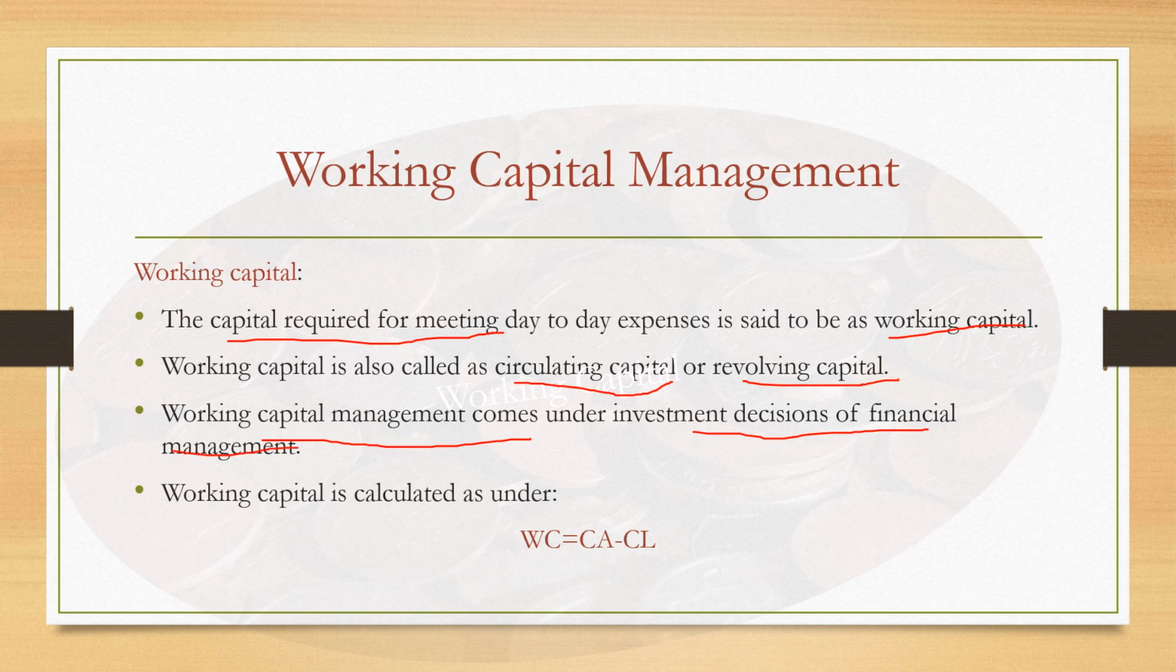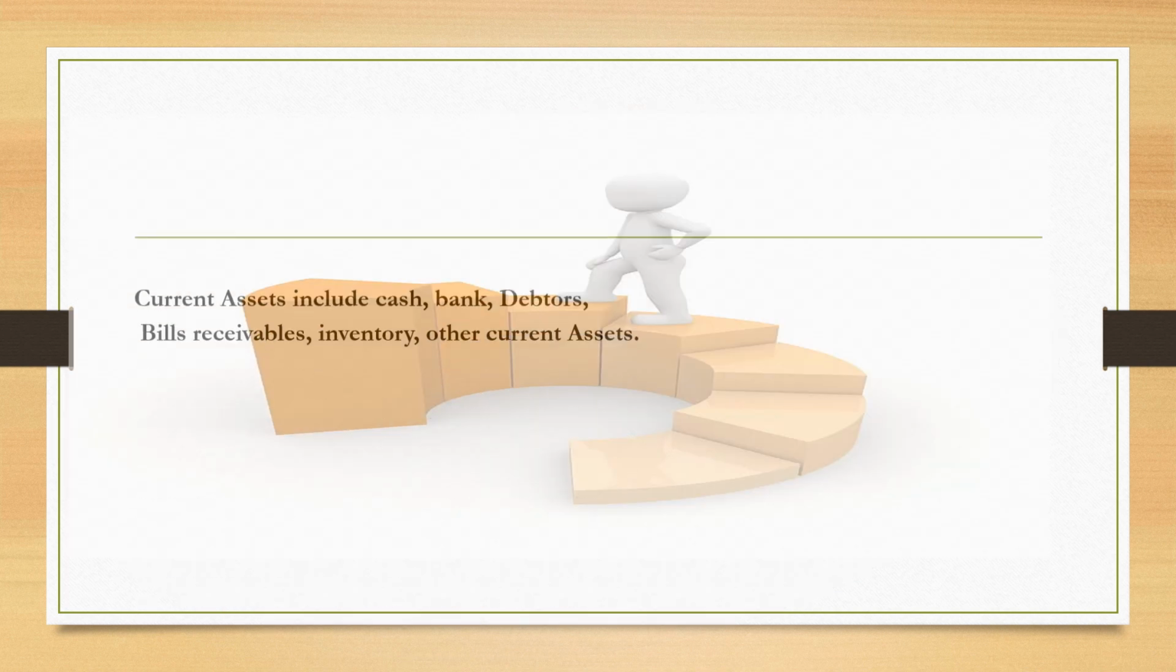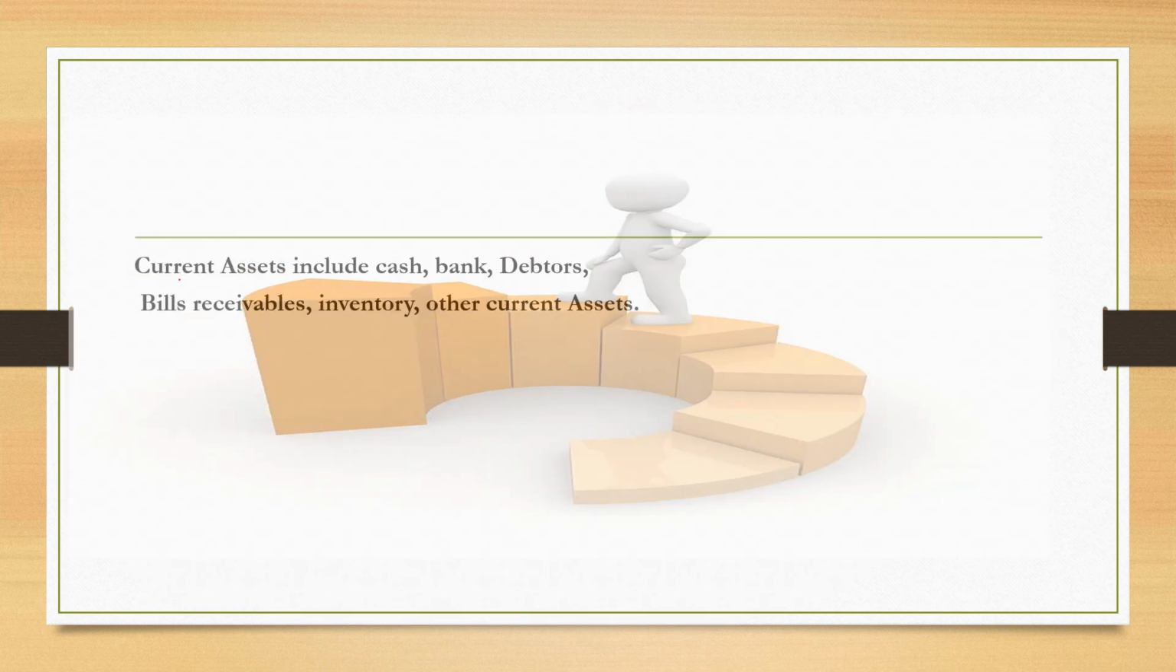Then working capital is calculated by using the following formula. That is, working capital is equal to current assets minus current liabilities. Now we'll see what are current assets. Current assets include cash, bank, debtors, bills receivable, inventory and other current assets which have a very short period of time, that is, which derive benefits of less than 1 year.